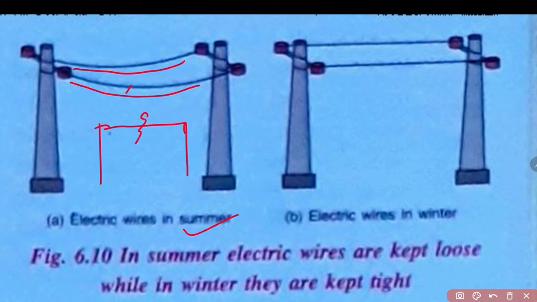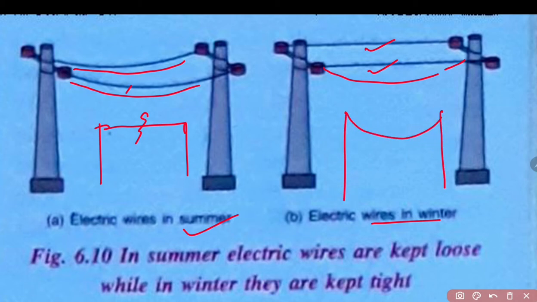But when they are laid in winters, they are supposed to be kept tight. The reason is, when summer comes and the wire expands, it becomes a bit loose. But if they were already kept loose during winter, because of this expansion it goes more down, so it might come in contact with so many objects which are going under this wire.